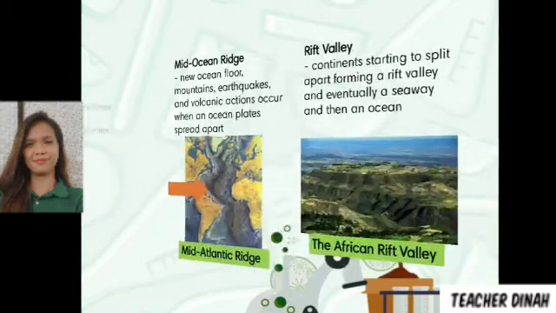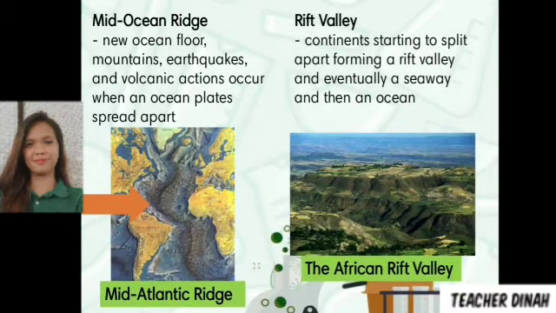Now, divergent boundaries have two types. We have mid-ocean ridge and rift valley. Mid-ocean ridge. New ocean floor, mountains, earthquakes, and volcanic actions occur when an ocean plate spread apart. So as you can see in the picture, we have an example here, mid-Atlantic ridge. So this is the new ocean floor created as the oceanic plate spread apart. This can be found in the Atlantic Ocean. So this mid-Atlantic ridge is the largest mountain range.